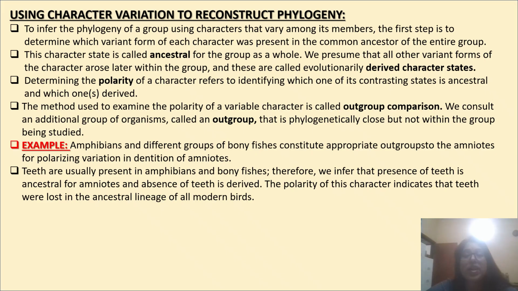Next, the method used to examine the polarity of a variable character is called outgroup comparison. We consult an additional group of organisms, called an outgroup, that is phylogenetically close but not within the group being studied. Example, amphibians and different groups of bony fishes constitute appropriate outgroups to the amniotes for polarizing variation in the dentition of amniotes. Teeth are usually present in amphibians and bony fishes. Therefore, we infer that presence of teeth is ancestral for amniotes and absence of teeth is derived. The polarity of this character indicates that teeth were lost in the ancestral lineage of all modern birds.